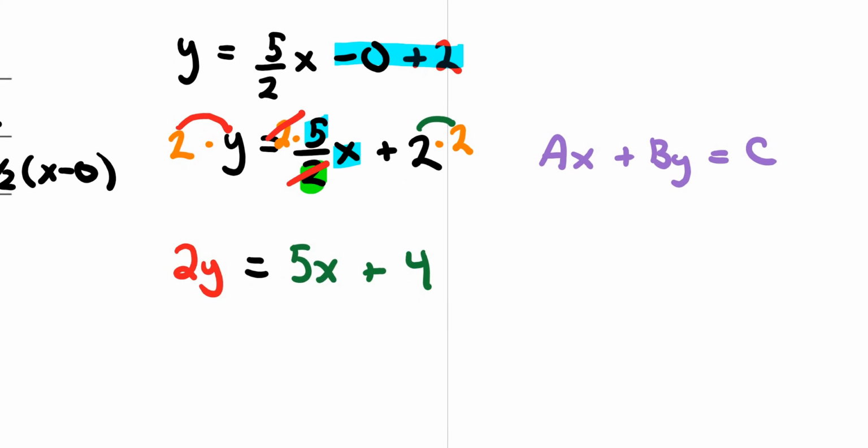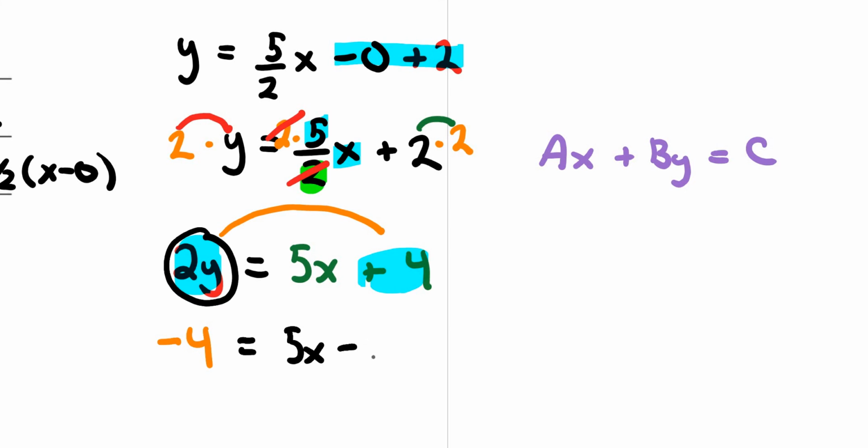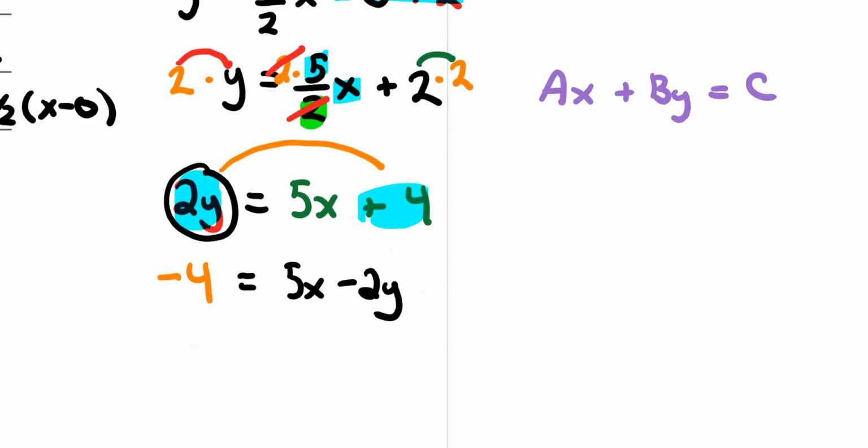All right, and then after that, I would recommend just interchanging the 2y and the positive 4. So if I just interchange those two terms there, I would get negative 4 equals 5x, and then this positive 2y becomes negative 2y. And then that's it.